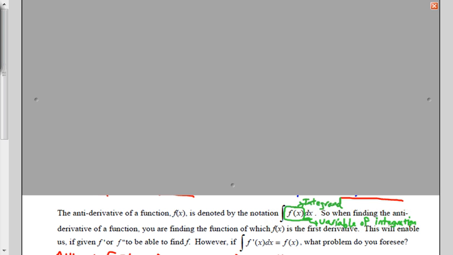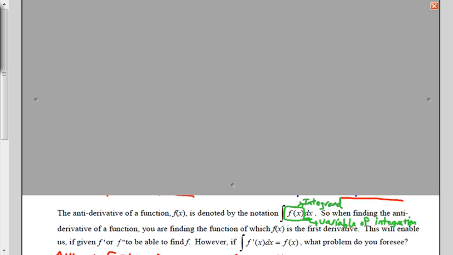So now the antiderivative of function f of x is denoted by the notation, and you see the little squiggly line, f of x dx. The f of x is the integrand, and the dx is the variable of integration. So we read that, the integral of f of x dx. So when finding the antiderivative of a function, you are finding the function of which f of x is the first derivative. This will enable us, if given f prime or f double prime, to be able to find f.